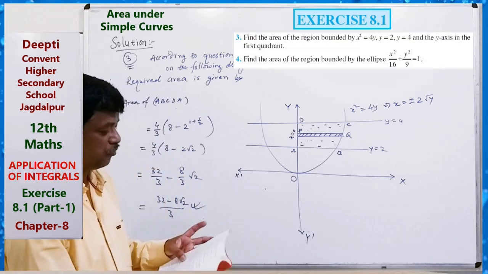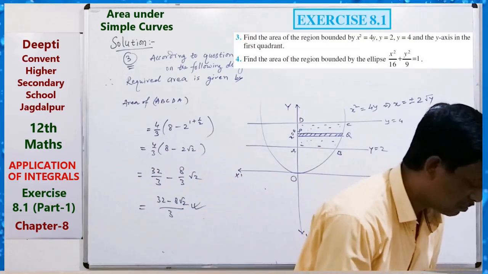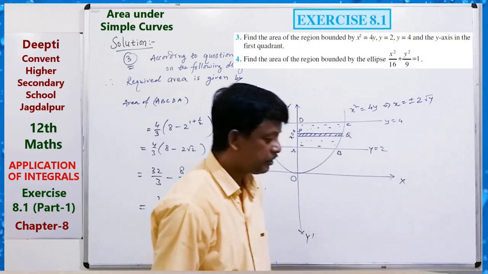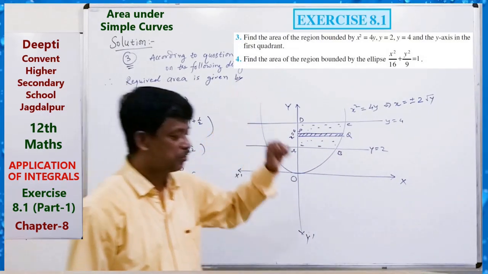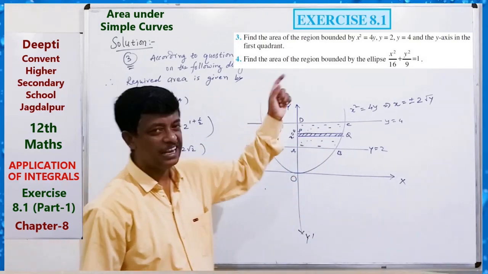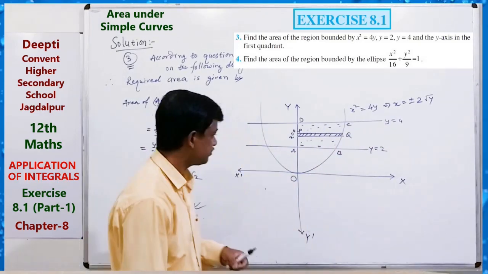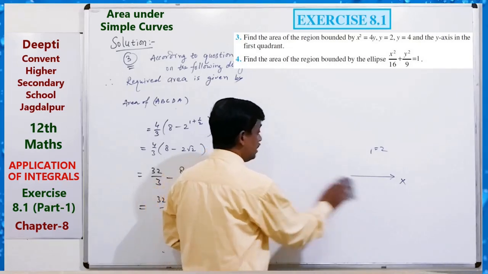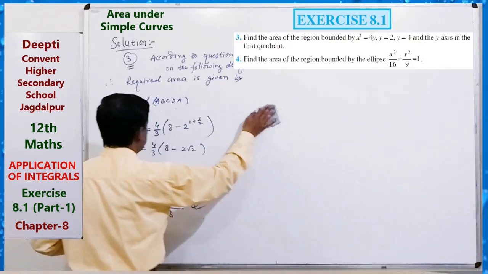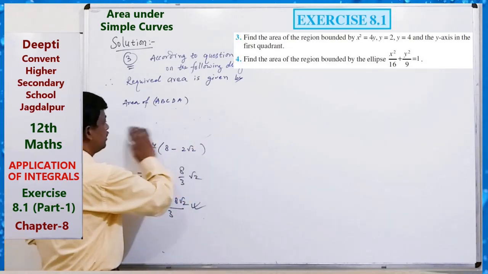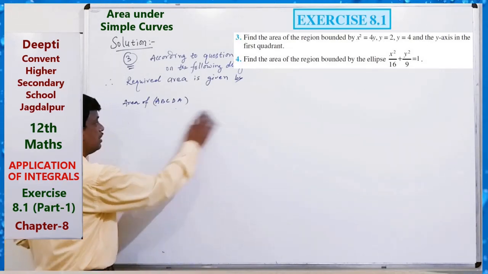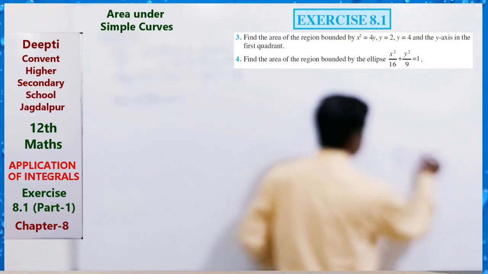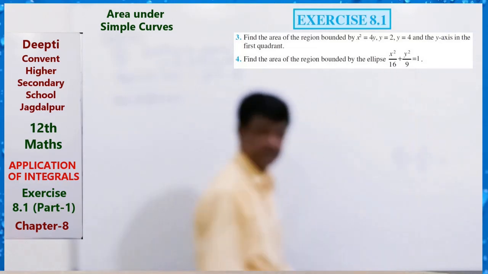Now take question 4. Find the area of the region bounded by the ellipse x square by 16 plus y square by 9 equals 1. You know the ellipse. How can we solve it? To find the area of an ellipse, which is a closed diagram, first of all you have to draw the diagram. The given ellipse is x square by 16 plus y square by 9 equals 1.